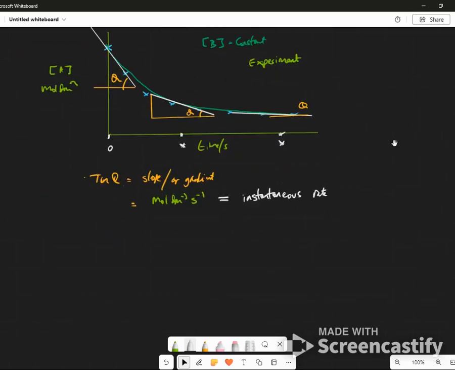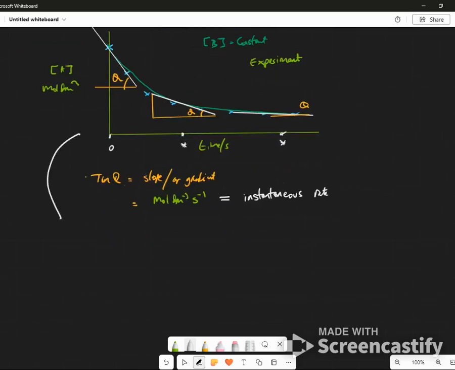Now, we plot a derivative graph. We plot another graph here. This is graph 2, and it's known as a derivative. This is a derivative graph. Let's draw the derivative graph, and here we go. Now in this graph, we plot the rates in moles per decimeter cubed per second against the concentration of A.